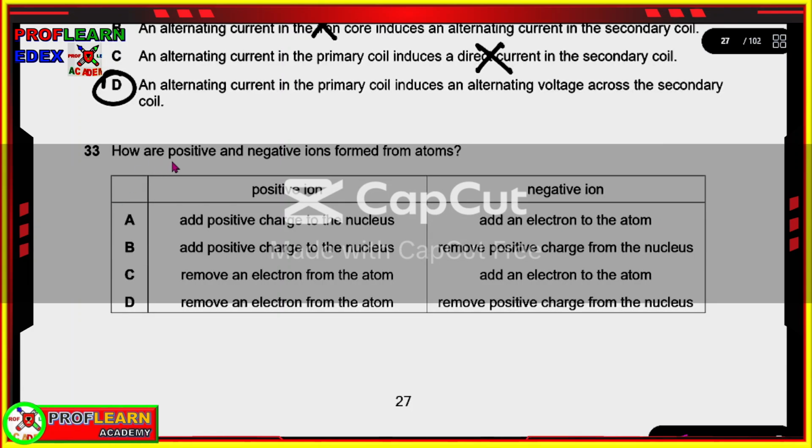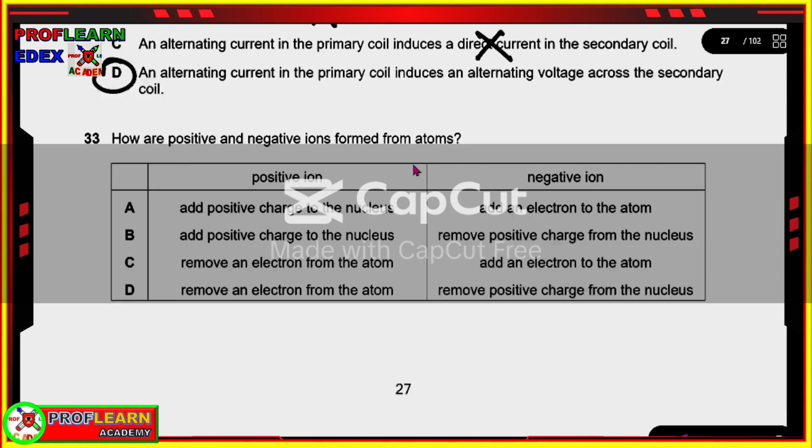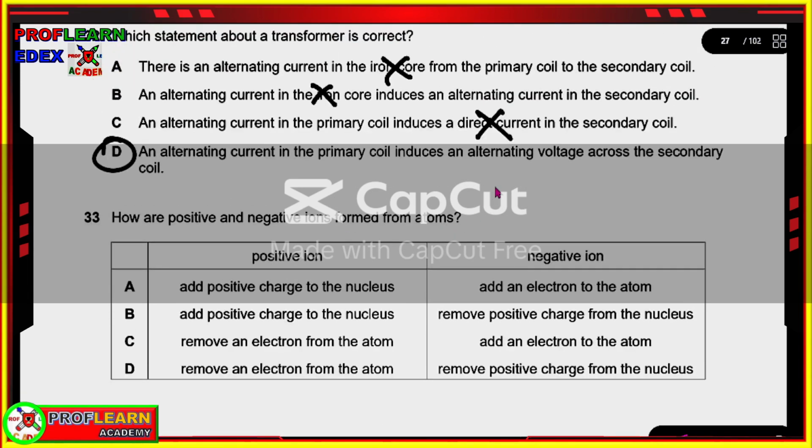How are positive and negative ions formed from an atom? So if we have a neutral atom that has, let's say, three protons and 2 neutrons, then this atom should have 3 electrons. So the number of protons should be equal to the number of electrons.